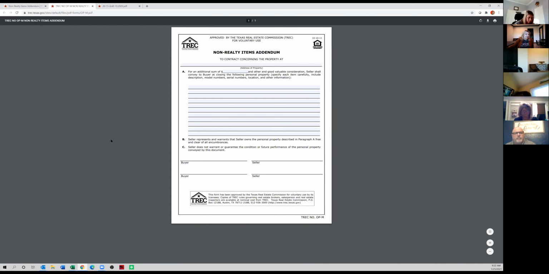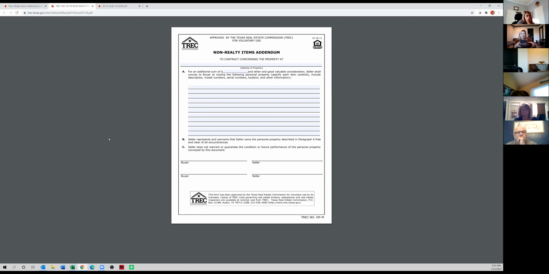Can y'all see that now? Is that coming up on the screen? Non-realty items addendum. It's a really easy form to use, and you can just detail out whatever it is that you want to have included. So let's say that the seller wants to give the buyer the refrigerator that's in the house. This would be perfect to use, and just say for an additional sum of usually $0, the stainless steel refrigerator located in the kitchen is going to convey to the buyer.